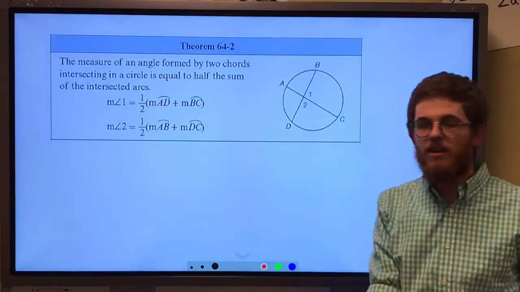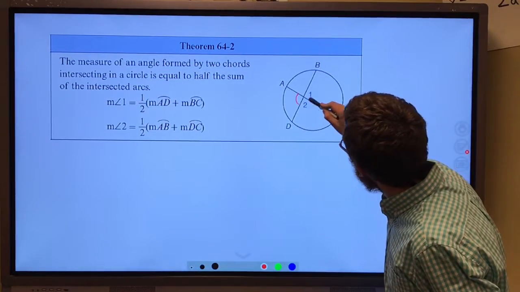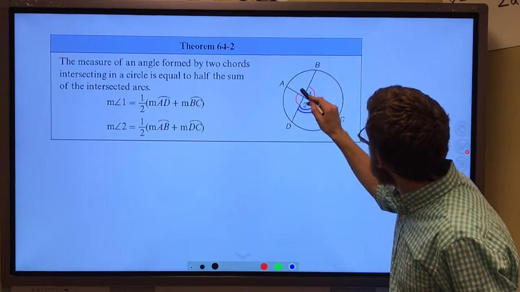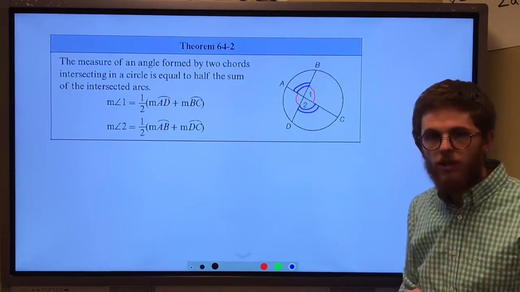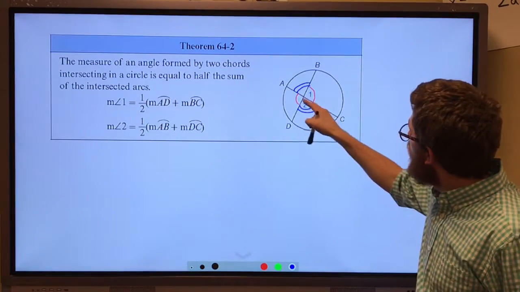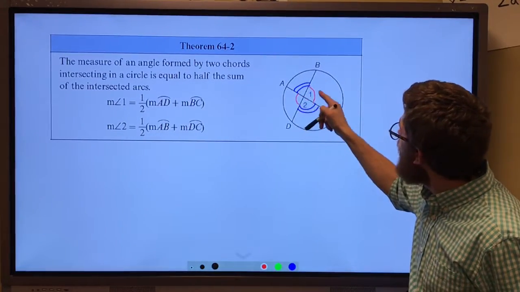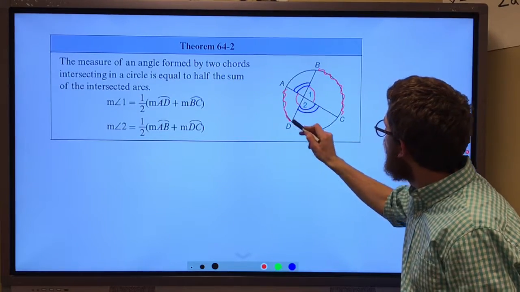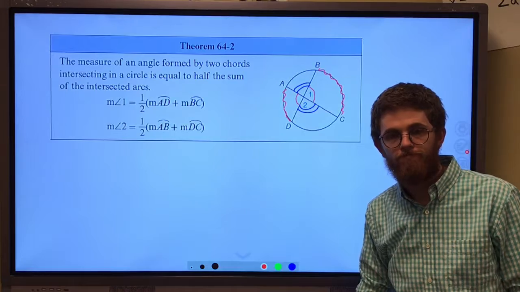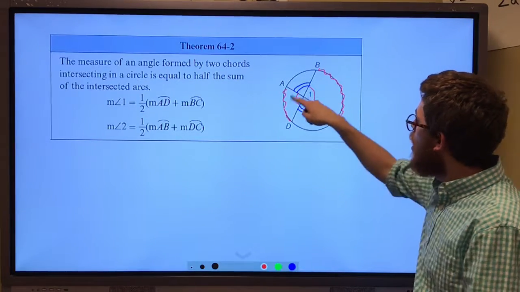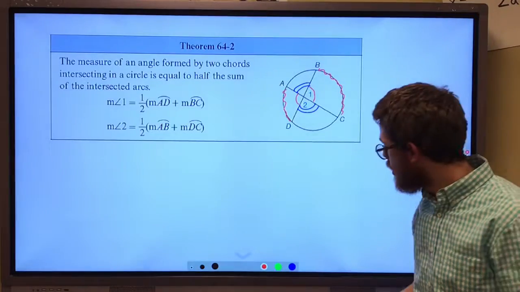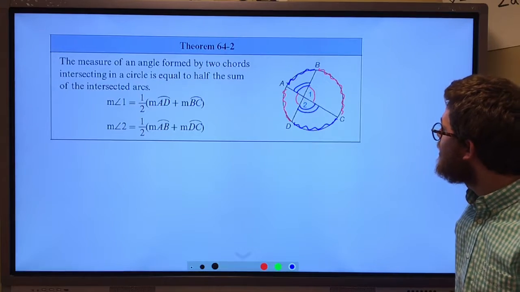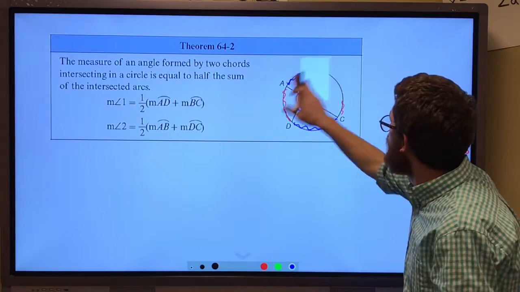Well, what we need to remember is at an intersection, vertical angles are congruent. Those two angles are congruent. Right here, these two angles are congruent. If we look at the red, those red angles, their measure is going to be the average of their subtended arcs. Is the average of the measure of the arcs they open up into. Same thing for the blue ones. It's the average of the arcs that it opens up into.